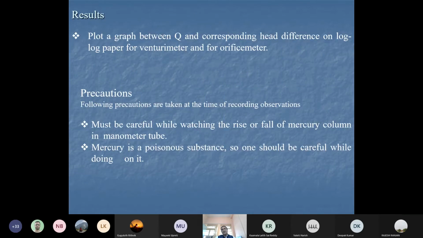So you can show your result in terms of discharge corresponding to head difference on a log paper to make the linear relationship and to find out the calibration curve between head versus discharge, and the average value of CD for orifice as well as venturimeter. So this is our objective of learning today, to measure the discharge in a pressurized pipe flow system. Any query if you have?